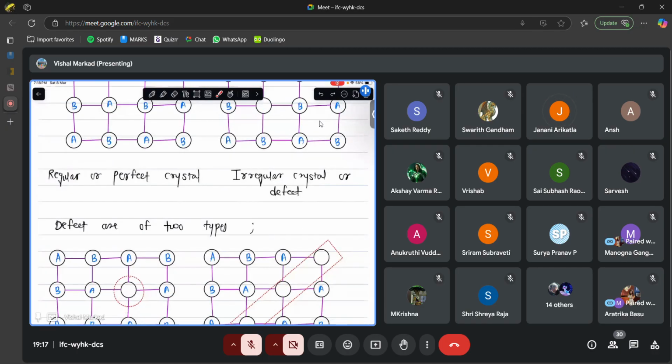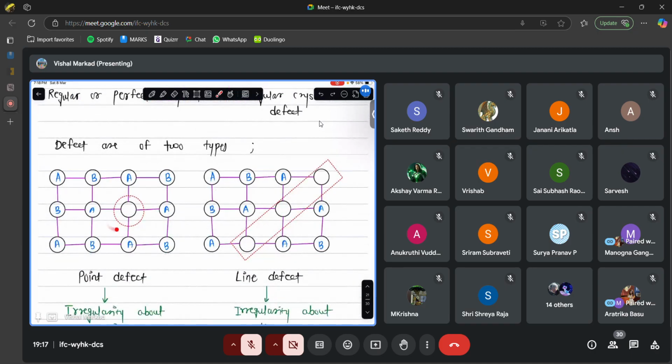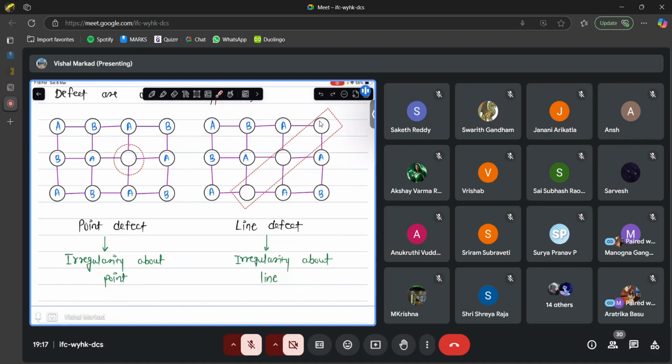Now these defects are actually of two types. Look here. Here only one atom is missing. Such defects are called point defects, where there is irregularity in the atoms at only one particular point. But when it comes here, there is irregularity at this point, this point, and this point. If I join all those points, there is irregularity along a line. So this is called a line defect.